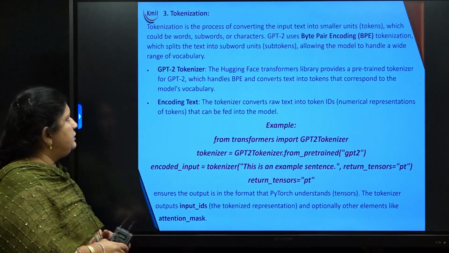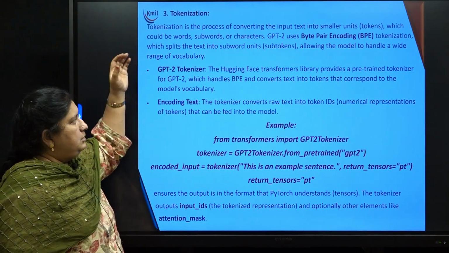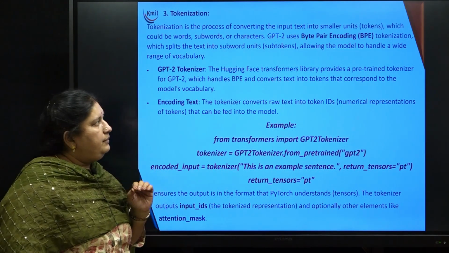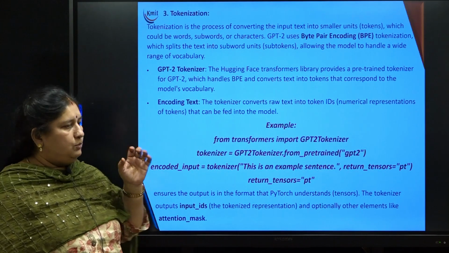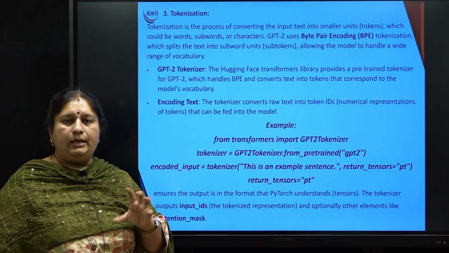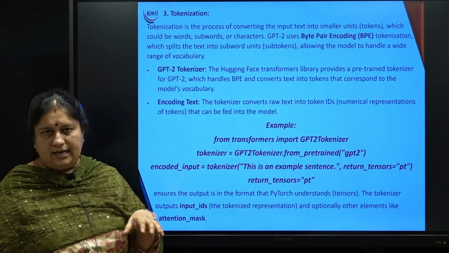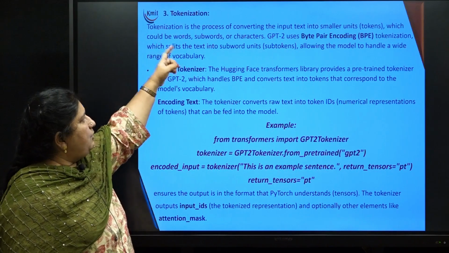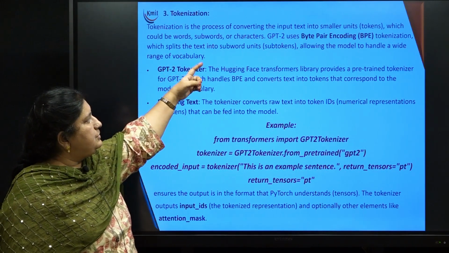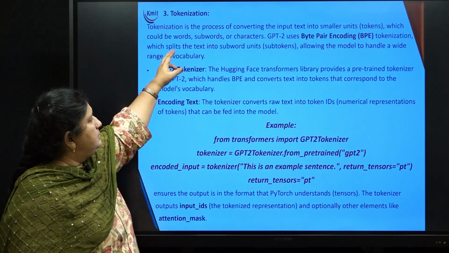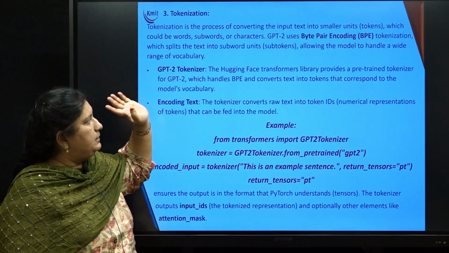Then tokenization: we are trying to divide the data into specific tokens, wherein the token can be a word or it can be a character. What is the granularity of the token? We will be deciding based on the applications. So tokenization is the process of converting the input text into smaller units, which could be words, subwords or characters.